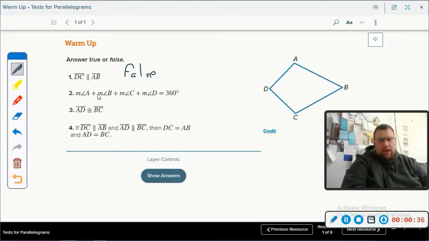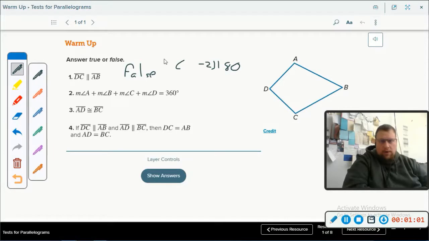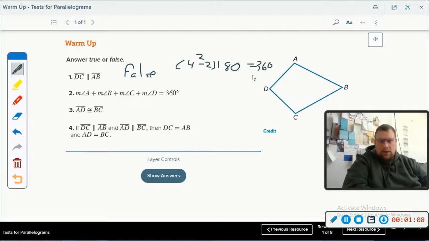Measure of angle A plus measure of angle B plus measure of angle C plus measure of angle D equals 360. Well, it has 1, 2, 3, 4 sides, and we know that n minus 2 times 180 should give us the degrees that the angles measure up to. So let me go ahead and replace n with 4. 4 minus 2 is 2. 2 times 180 is 360. So this is true for number 2.